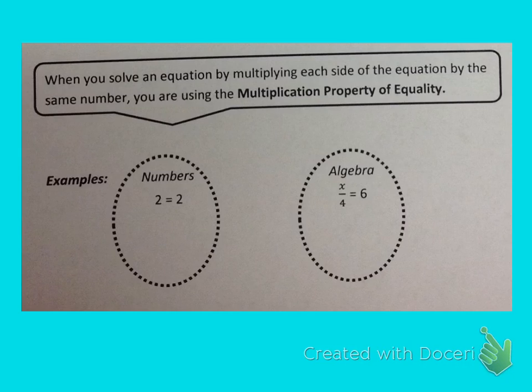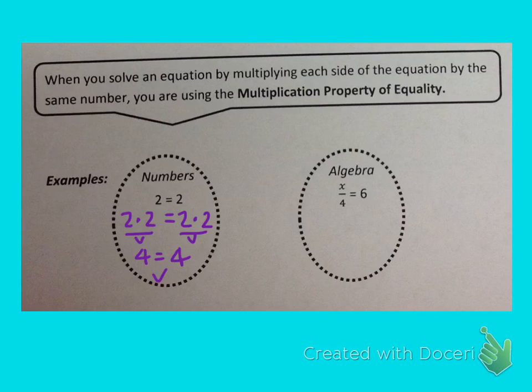So let's look at this with numbers. We know that 2 does equal 2. But what if I want to multiply 2 times 2? Does 2 times 2 equal 2? No way. So I have to multiply the 2 on the right side by 2 as well. And then it will stay equal. So 2 times 2 is 4, and 2 times 2 is still 4. So 4 equals 4. Whatever we do to one side of the equation has to be done to the other side.